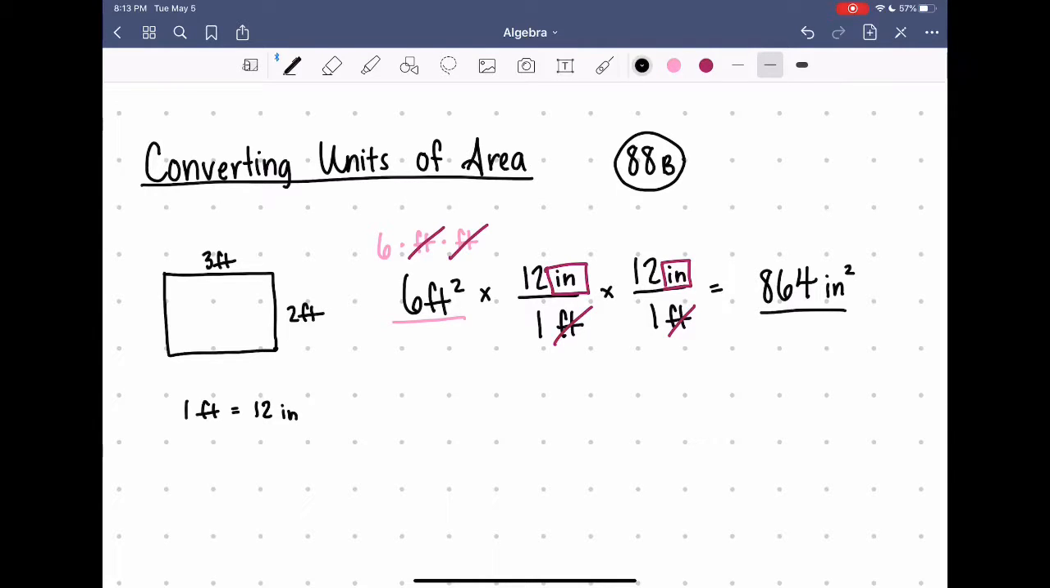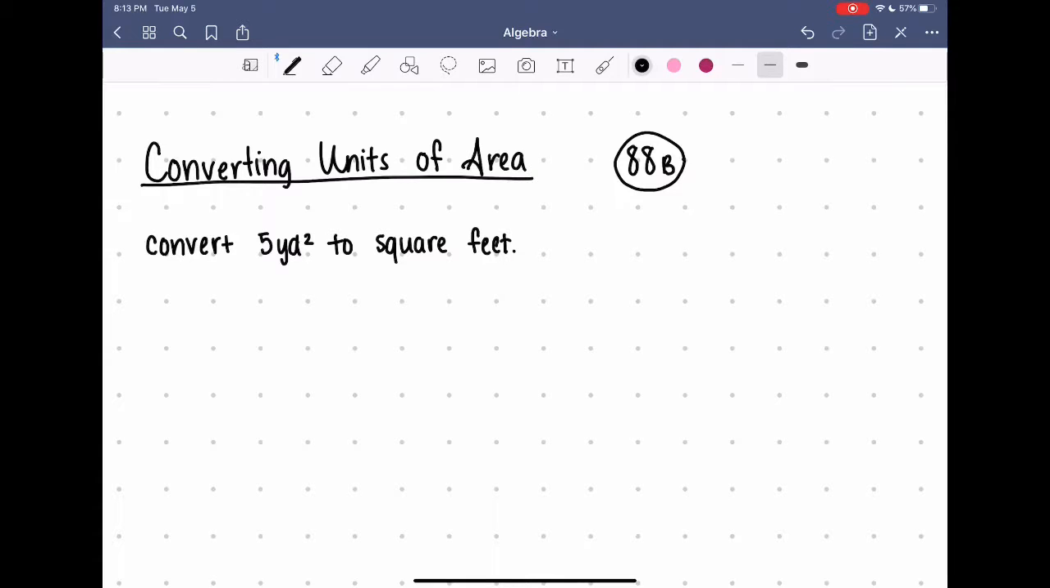Let's try another example. Okay, in this example, they want me to convert 5 square yards to square feet. And I know that 5 square yards actually means 5 times yards times yards again. And I'm going to have to use 2 unit multipliers to convert to feet squared. So I know that my ratio is for every 1 yard, there's 3 feet. So I'm going to multiply it by that ratio.